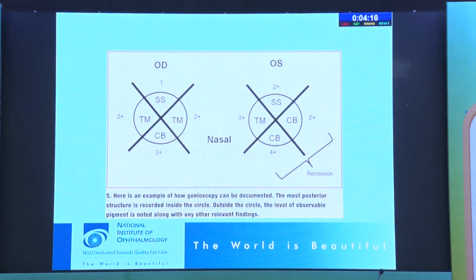Now coming to the documentation techniques, the simple techniques are just marking a cross and marking a circle on that. These are the most commonly used gonioscopic documentation methods, which most people use in their practice, in their case sheets, in their EMR, electronic medical records. That's how it is easily available.